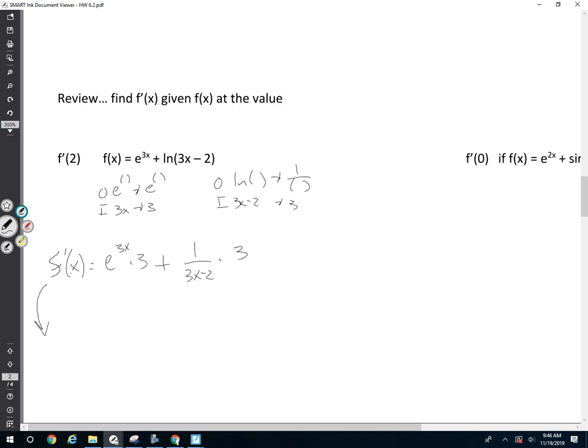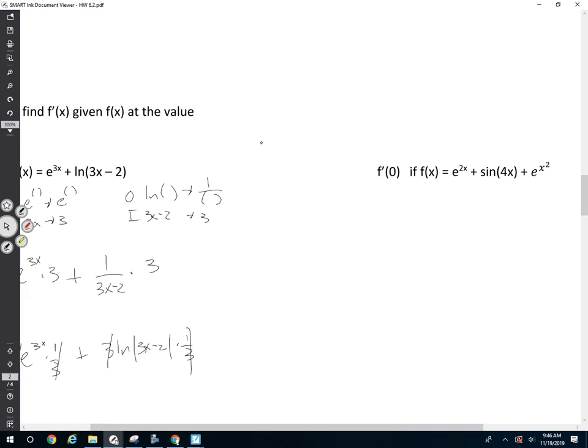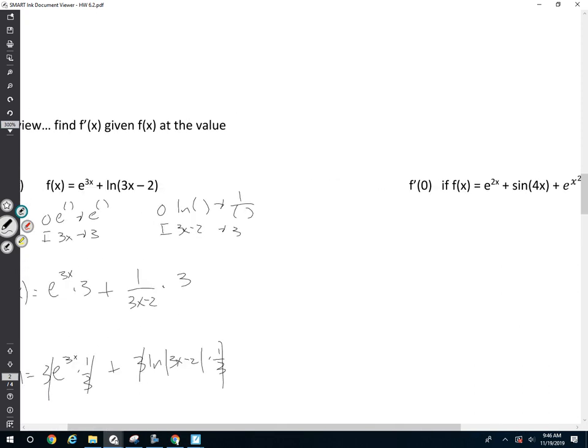So going from here to f, I'll show you. You would do e to the 3x times 3, but then this would give me the 1/3. Boom. And then I'd have a 3 log absolute 3x minus 2, but from this, I'd get another 1/3. This is why the 1/3 and 3's cancel. This is why you got that. Didn't ask you to do that, but just throwing that out there.